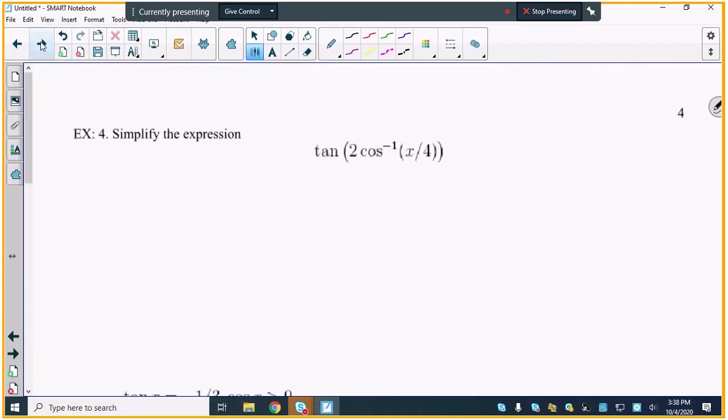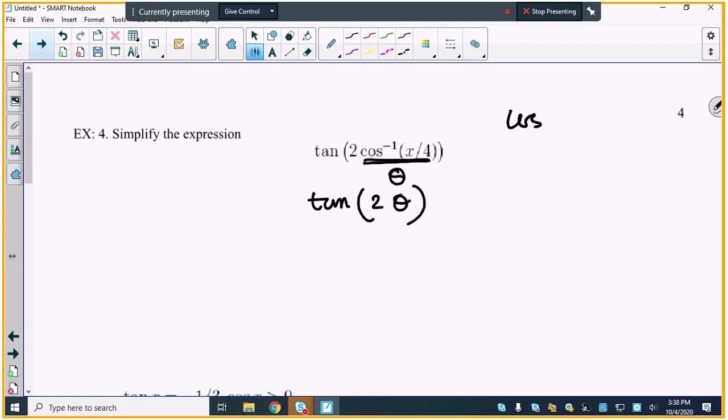Let's try some other problems. This time we're not having a specific angle. We have an arbitrary x and we want to understand what is tangent of 2 cosine inverse x over 4. So we think of cosine inverse x over 4 as my theta. So I will get tangent of 2 theta. That's what I'm trying to find out.